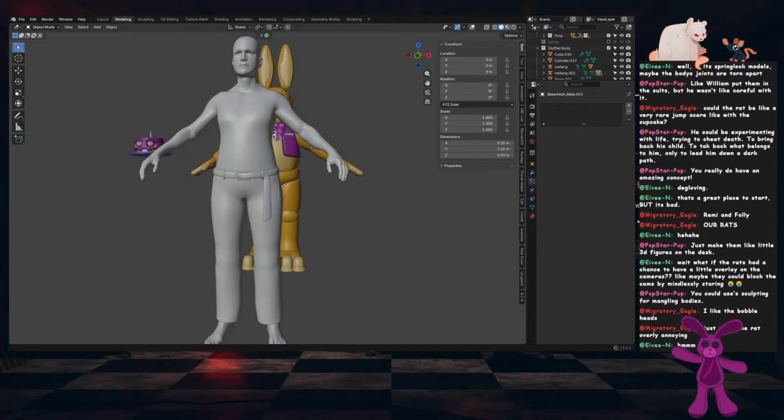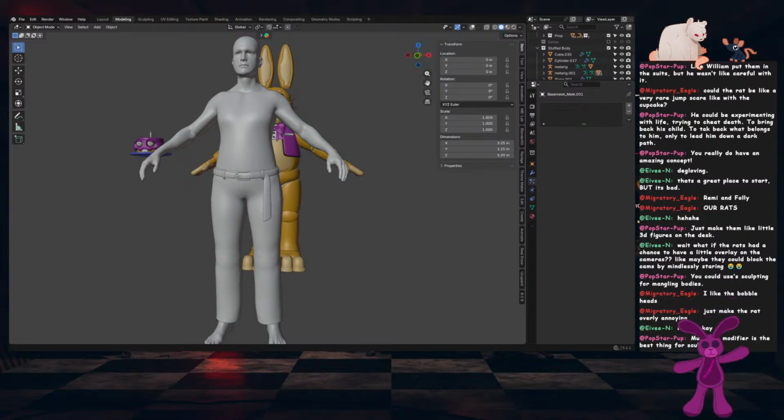Multi-res modifier is the best thing for sculpting. I know, but that's also my main aversion to sculpting: retopology. I hate retopologizing. If I can avoid it, I will. If that means not doing something that could be amazing, that means I'm not doing it.